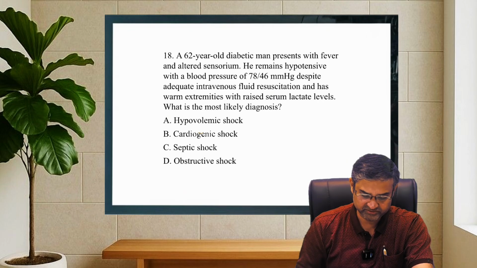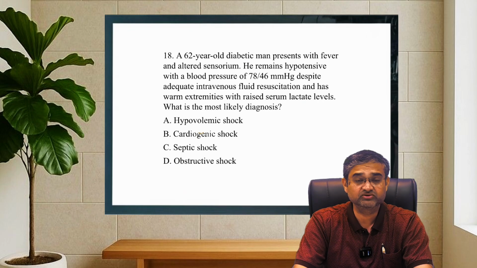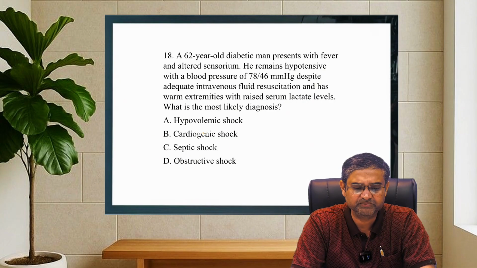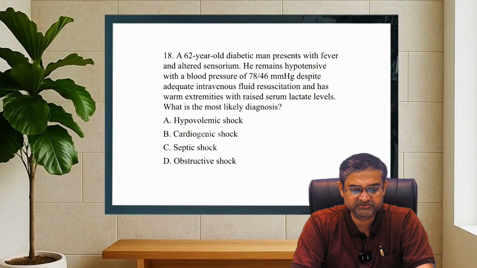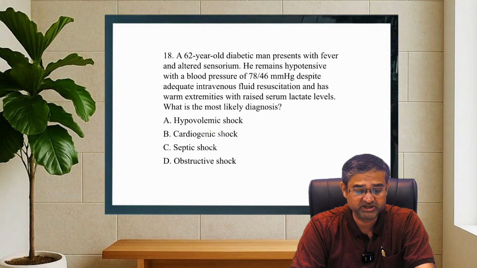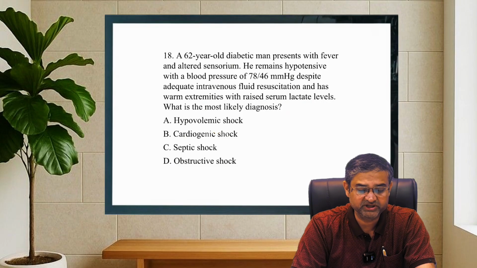So, 18th question: a 62-year-old diabetic man presents with fever and altered sensorium. He remains hypotensive with blood pressure of 78 by 46 mm of mercury despite adequate intravenous fluid resuscitation, and has warm extremities with raised serum lactate levels. So, what is the most likely diagnosis? Option A is hypovolemic shock, option B is cardiogenic shock, option C is septic shock, and option D is obstructive shock.